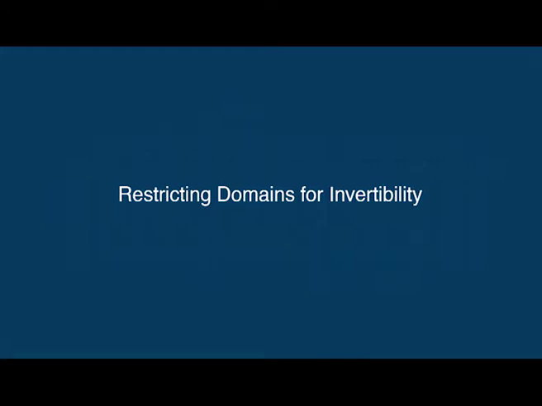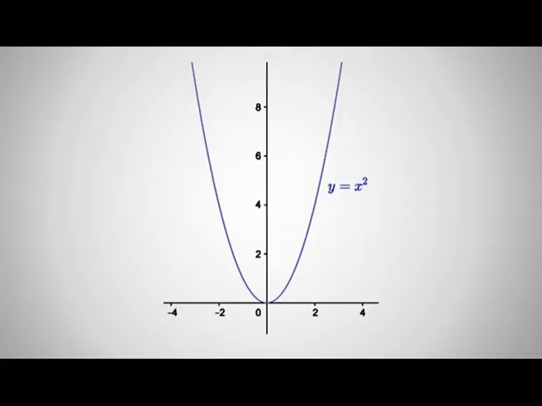Restricting domains for invertibility. In an example above, we have seen that f(x) = x squared is not invertible as its graph fails the horizontal line test. We are now going to show that two invertible functions can be made out of f(x) = x squared if we partition the domain into two intervals, so that the piece of the function defined on each interval in the partition is invertible.